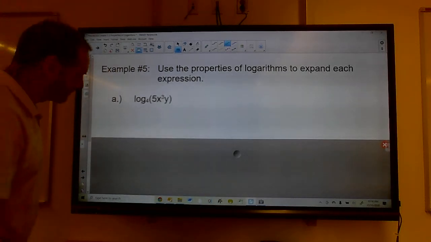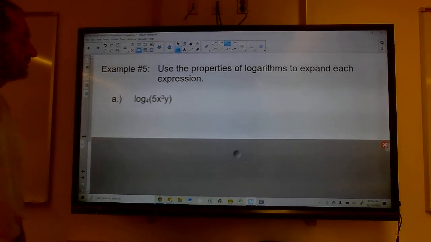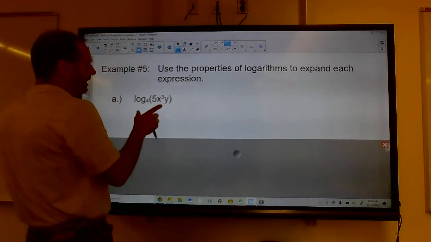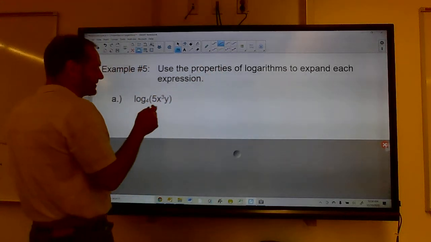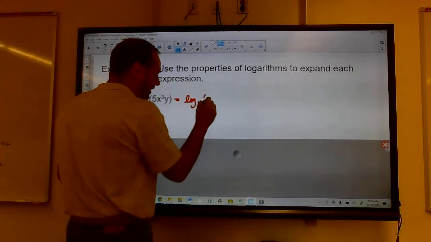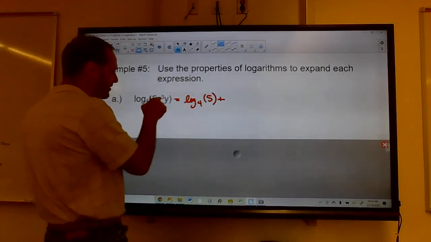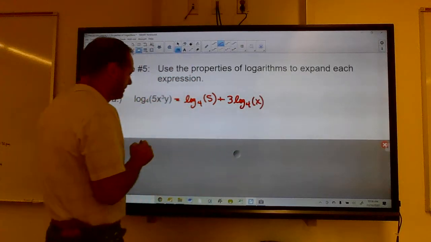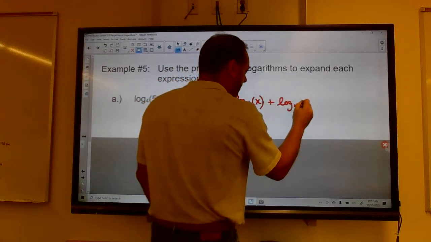Okay, now here's something you're going to have to be able to do on an exam. You're going to have to be able to expand an expression. So here we go. What I want to do is break this up into as many terms as I can. So this is equal to the log base 4 of 5 plus 3 times the log base 4 of x plus the log base 4 of y.